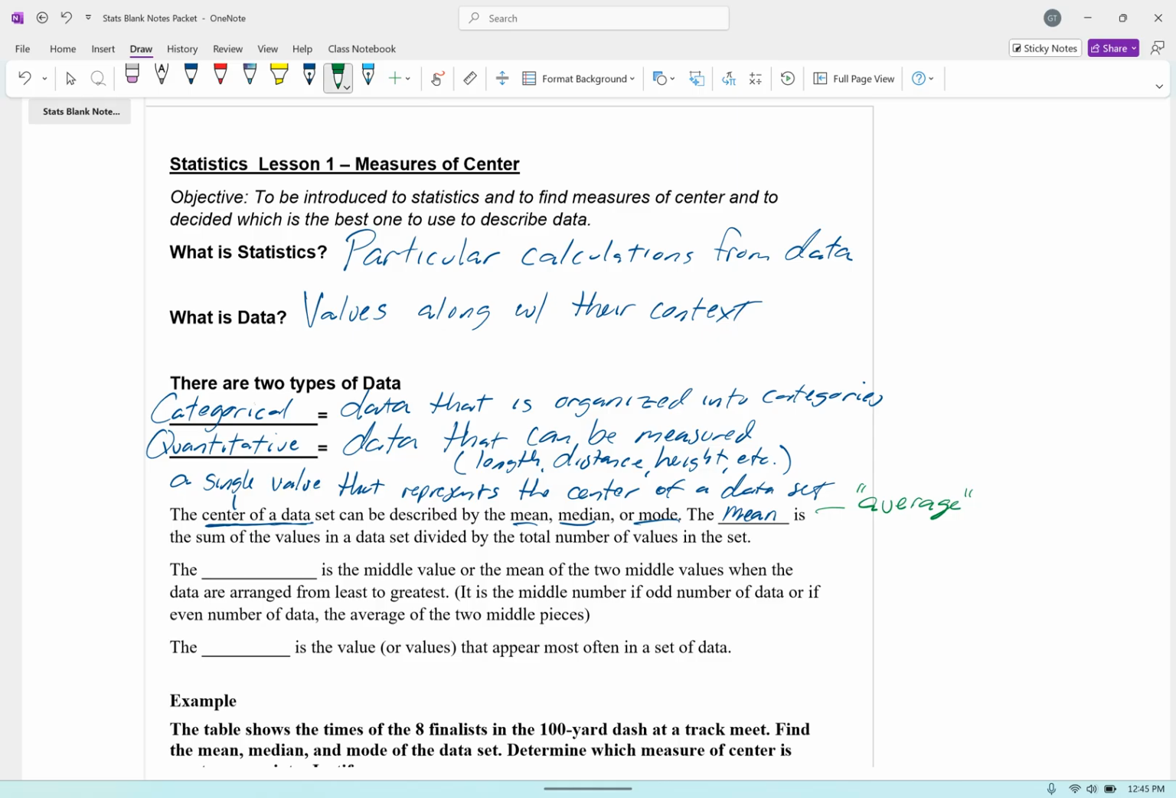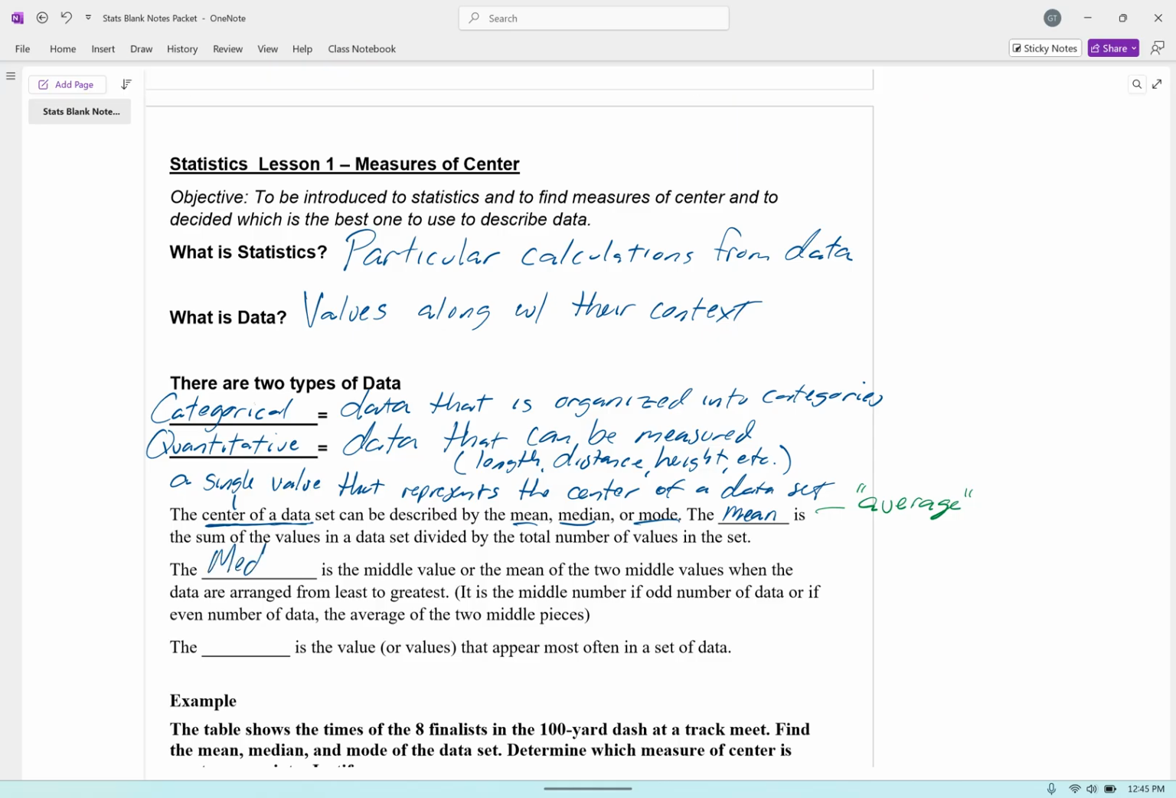All right. And so the next one that we are talking about is the median. Is the middle value or the mean of the two middle values when the data are arranged from least to greatest. That's important that it is least to greatest. So don't forget that. We'll talk about what's here in parentheses a little bit later, because we'll have a little bit more context to understand it. So again, with median, we want to think of the word middle. So what is the actual exact middle of the data set? That's why putting it in order from least to greatest is really, really important.